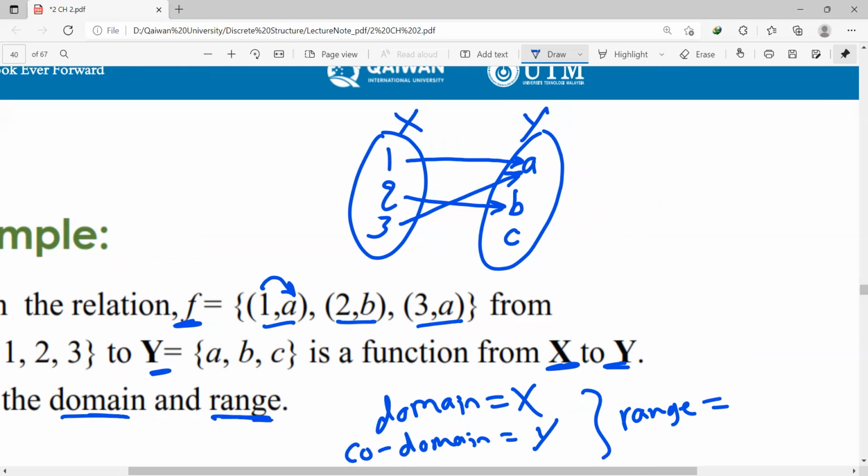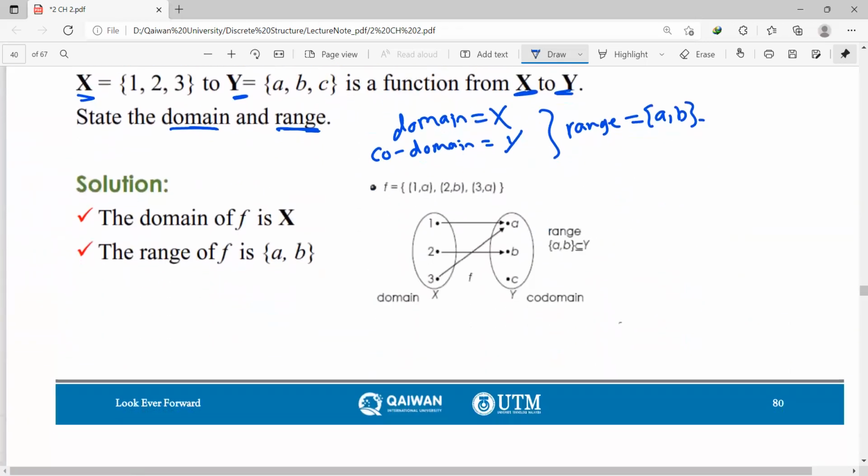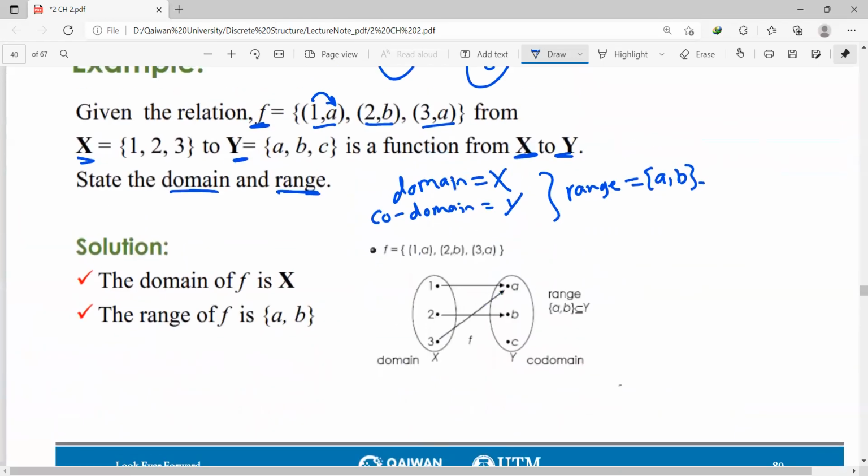Look at the elements of Y that are images of elements in X. Yeah, it's only A and B. This is the range. So range is always a subset of codomain. Here, let's write it: this is a subset of Y.